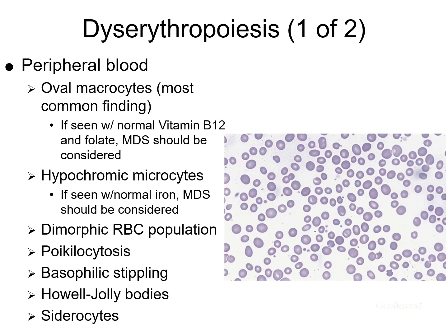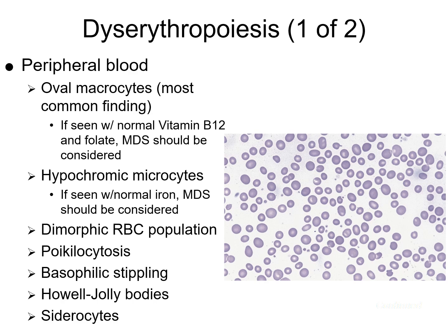So dyserythropoiesis refers to abnormal red blood cell morphology, which can be observed in the peripheral blood smear. So some features in the blood smear is we would see oval macrocytes, which is actually the most common finding. And this is actually an important clue. So if your vitamin B12 and folate levels are normal, we would then consider a myelodysplastic syndrome.